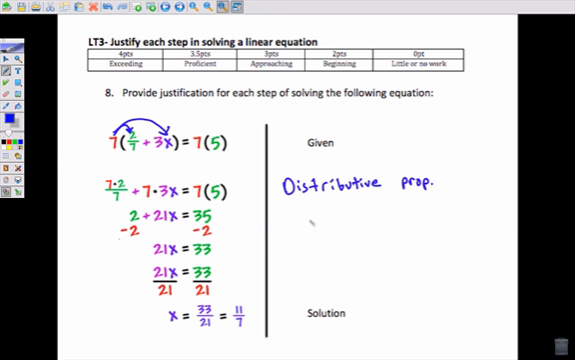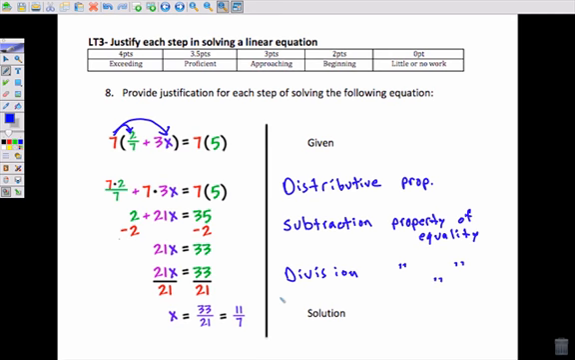Next, we subtract a 2 from both sides, and we can do that because of the subtraction property of equality. The next step is dividing by 21 on both sides, and we can do that because of the division property of equality. And that gives you the solution. So there are really just these 3 steps in justifying that.